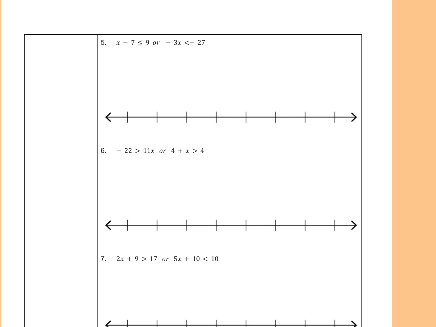So if I'm looking at number 5, for example, I would add 7 to both sides. And then that's x is less than or equal to 9 plus 7, which is 16. And then if I'm solving the other problem, I'm dividing by -3. And then because I divided by a negative, we're going to flip that sign around. And -27 divided by -3 would be a positive 9. Let's see, 9, 10, 11, 12, 13, 14, 15. I barely fit them on here.